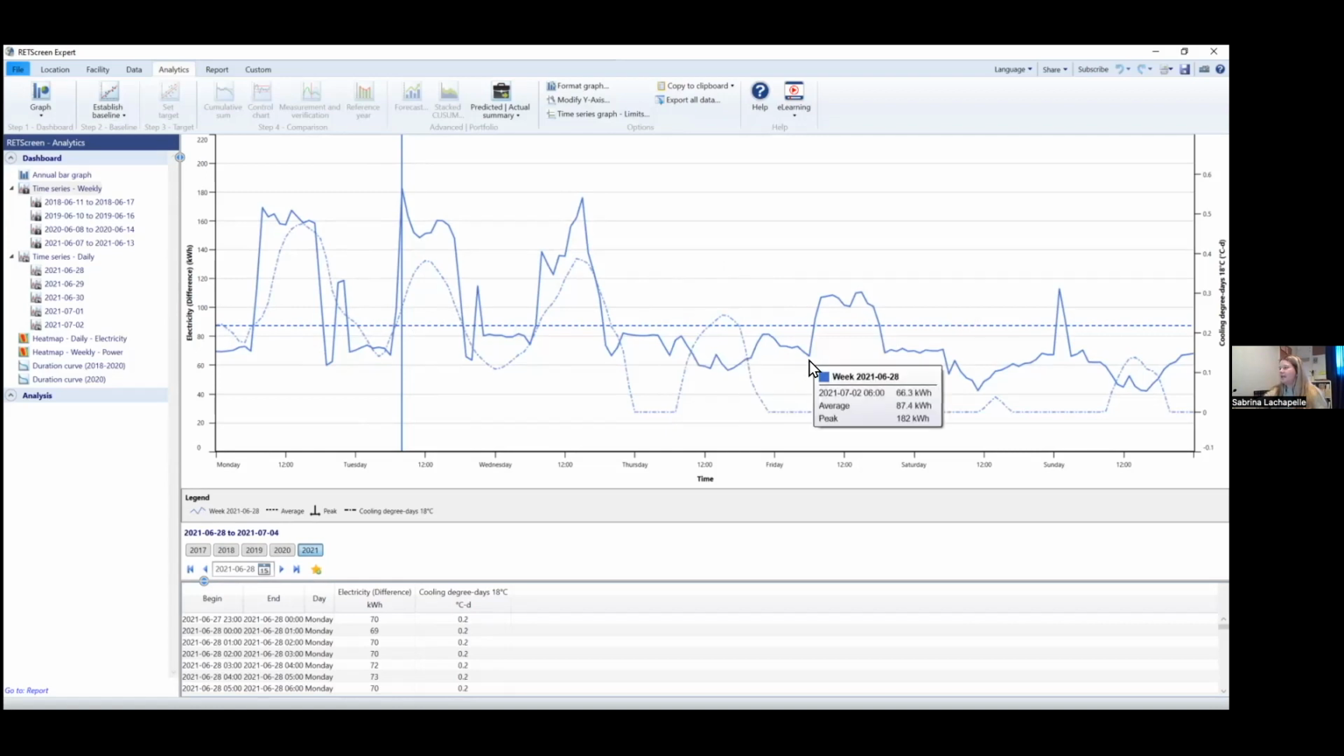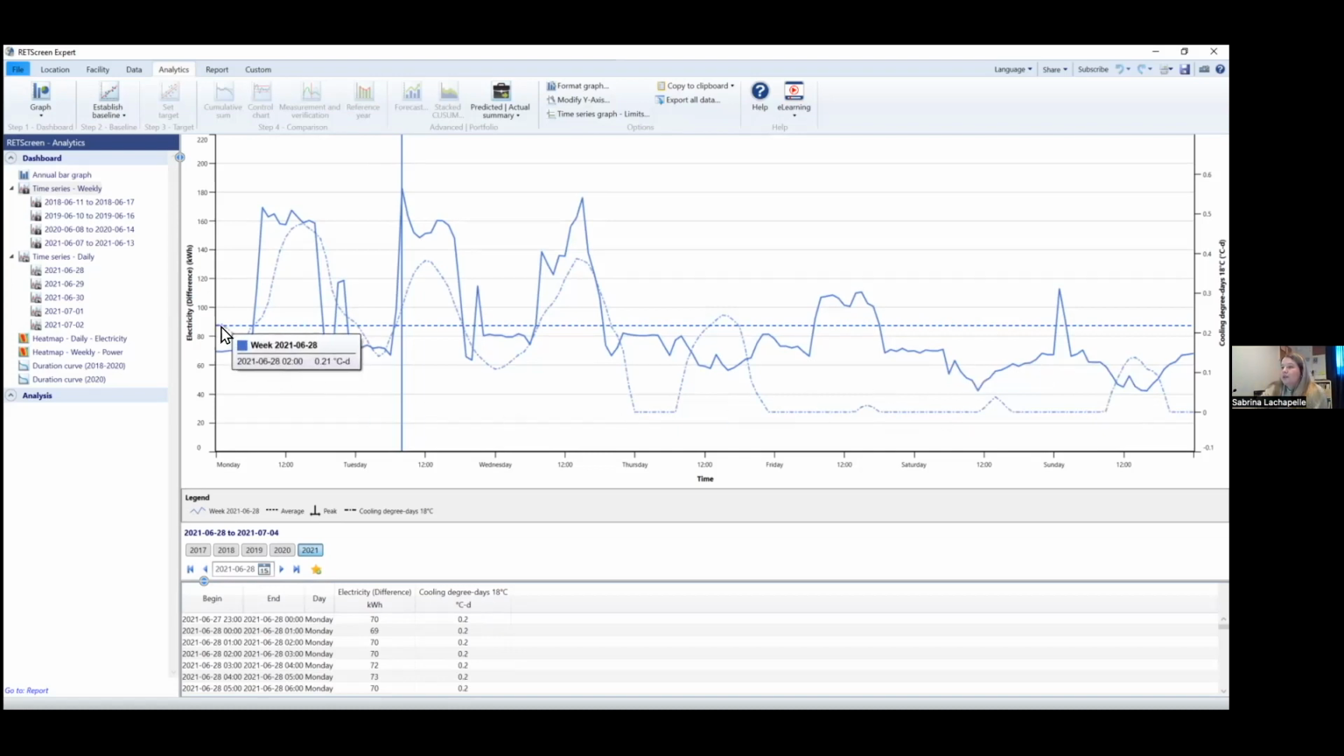Then comes Friday, and the consumption is also low. Maybe one of the reasons could be that there are fewer people in the office. Maybe some people wanted to have a really long weekend and took the day off. Or maybe there are some other reasons that we will be seeing in a few minutes. And then here we have our weekend.